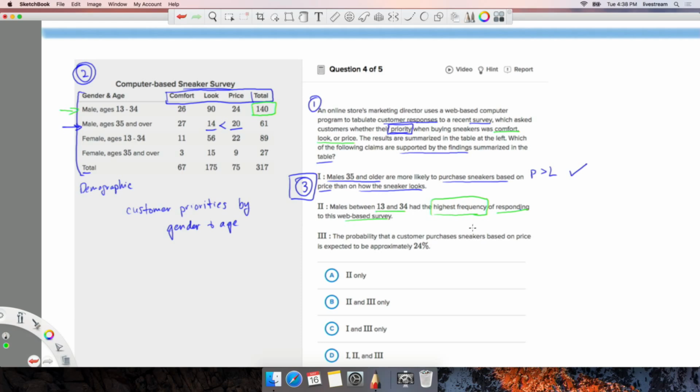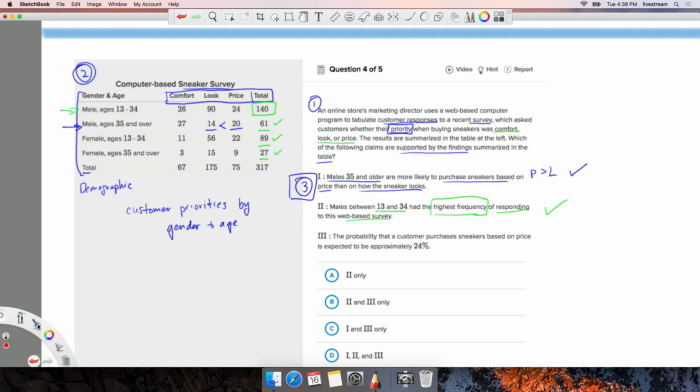And now how might I figure out if they had the highest frequency of responding? What number in the table would I be comparing this to? If you took a moment, I'll be comparing it to these numbers here. Is 140 greater than 61? Yes. Greater than 89? Yes. Greater than 27? Yes. And so that means males had the most responses in this survey, and so statement number 2 is supported.